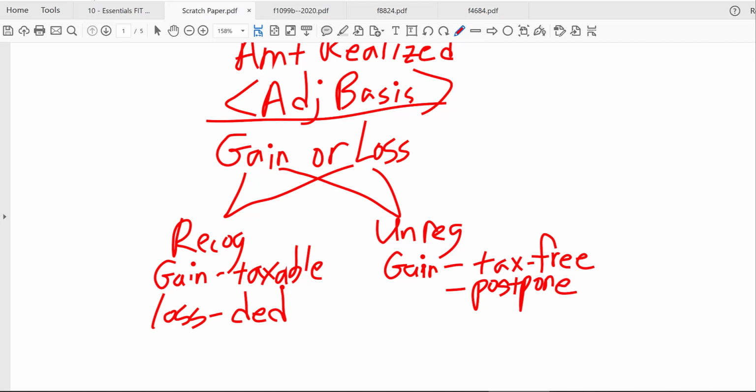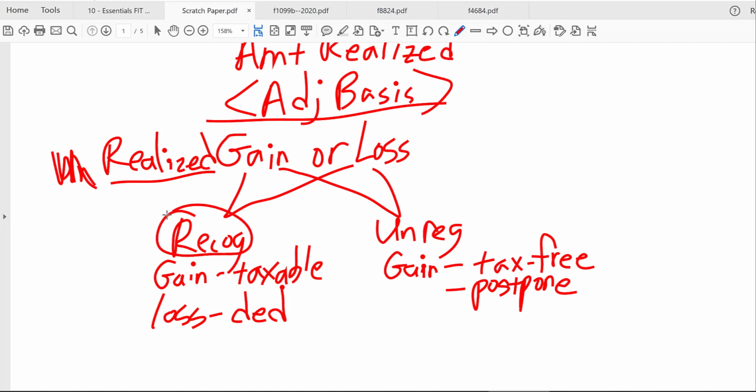Remember now, we talked about realize. Realize means that the property was sold. If you say unrealized, that means there's a potential yet. You haven't done the sale, you haven't done the exchange yet. But here, to be recognized, it has to be first realized. Now again, we're classifying it either as recognized gain or loss or unrecognized gain or loss.